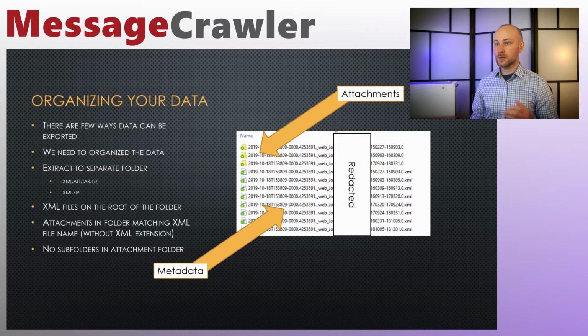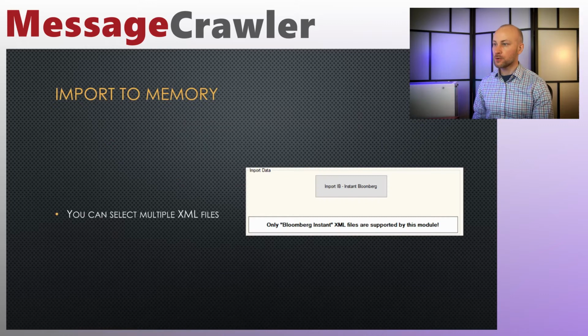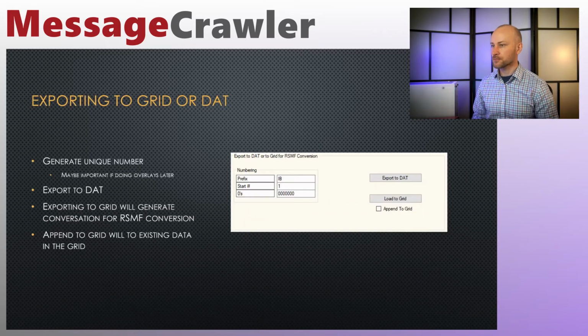And once you have your data neatly organized, we're going to go to the next step where we're going to load data into Message Crawler. So you're going to open the application and click on the Bloomberg button, and you'll be greeted with an import screen. And the first thing you need to do is import these XML files into memory. In this situation, you can load multiple XML files at a time because you usually get a collection of lots of them. So you can hold down the shift button and select multiple files, or control drag, or whichever way you like doing it.